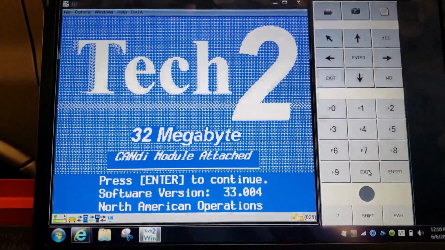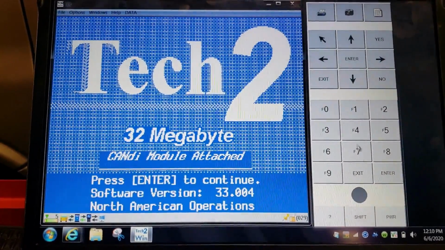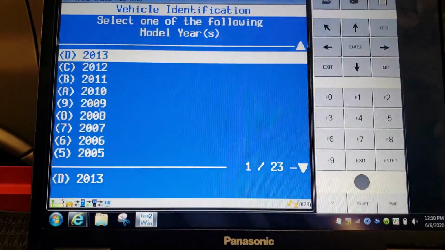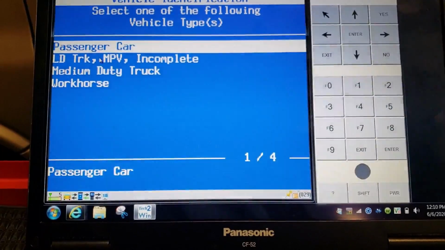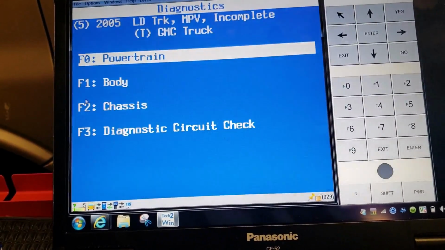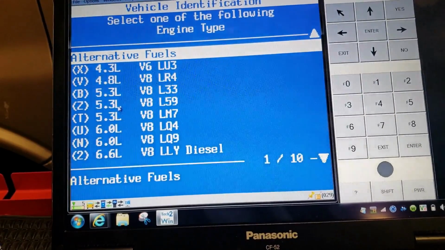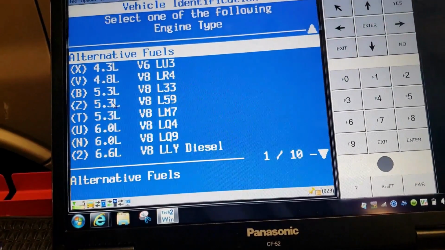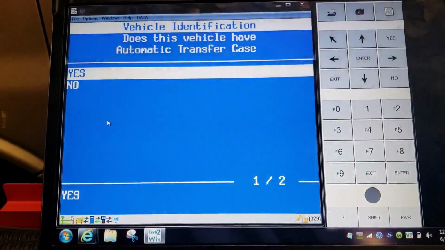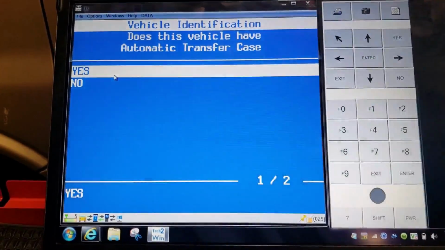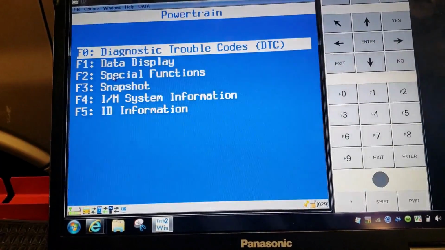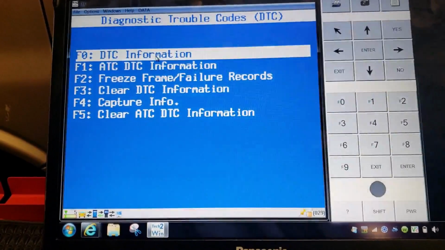Alright, so we're gonna build the vehicle. I have Tech to Win running. Let's see, we have a 2005 light duty GMC truck. It's 4-wheel drive. We're gonna look at powertrain, check engine lights on. It's got the L59 in it. This is the alt fuels vehicle, or flex fuel vehicle, I should say. Automatic transfer case with traction control. We're going to pull codes.